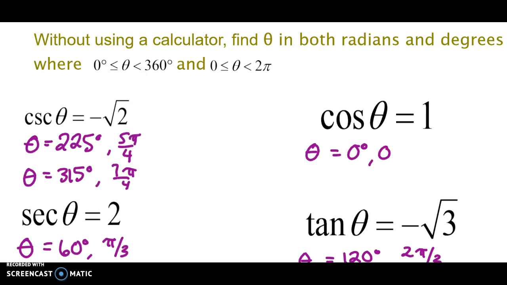All right, so let's check our answers here. So don't forget, we might have multiple solutions just based on being between 0 and 360 degrees and 0 and 2 pi. You guys can check your answers here. Cosecant of theta equals negative square root of 2. Theta could be 225 degrees or 5 pi over 4, as well as 315 degrees and 7 pi over 4.